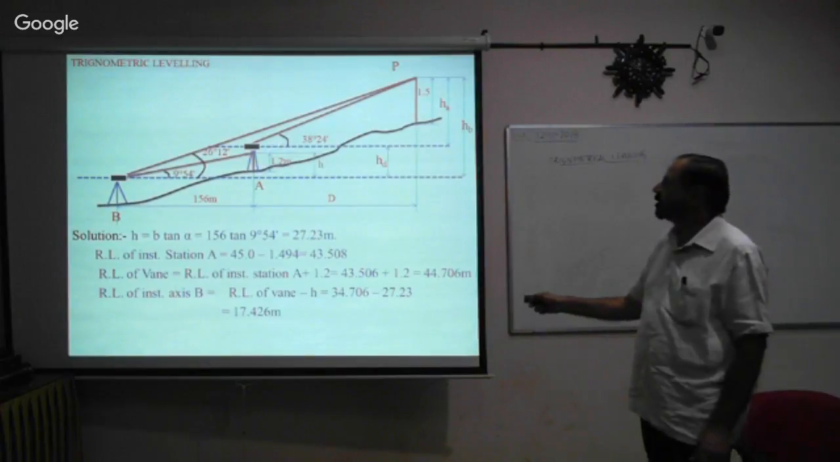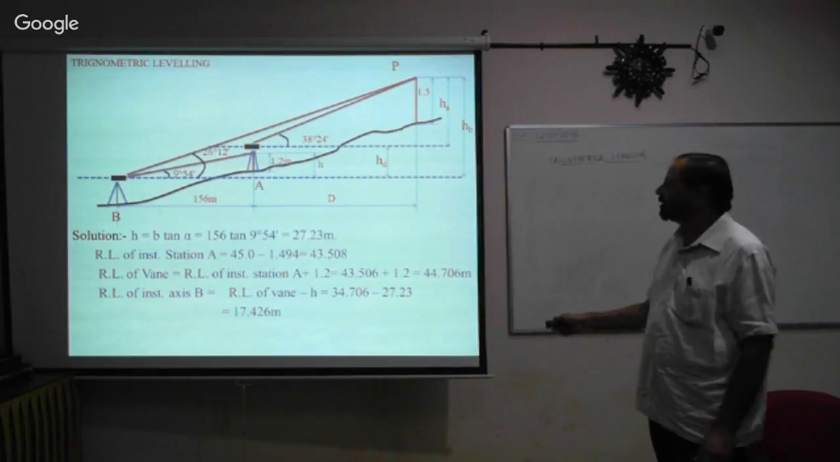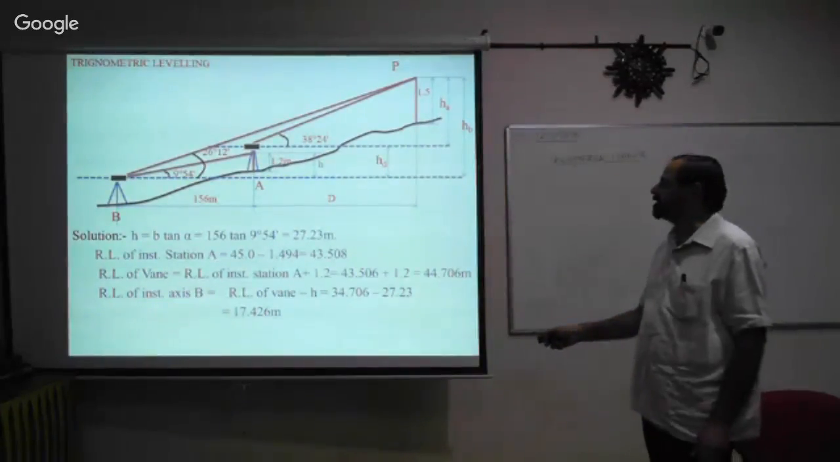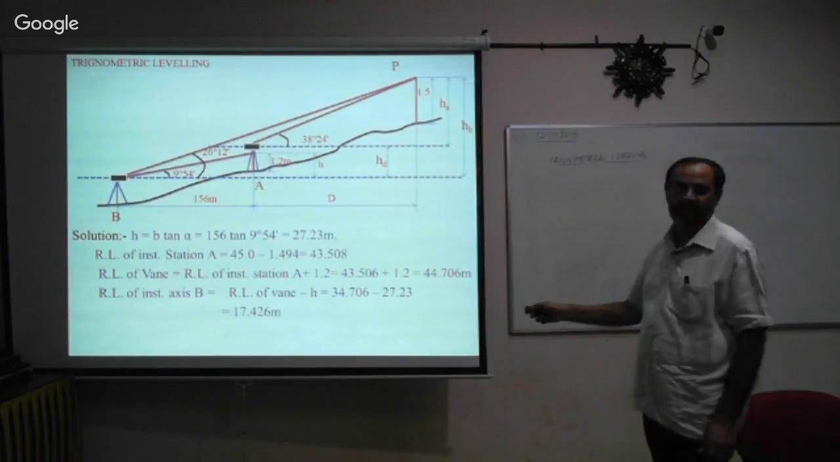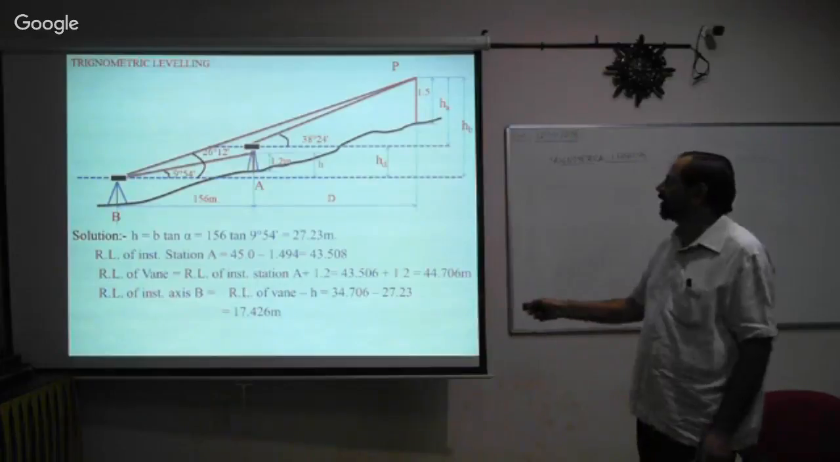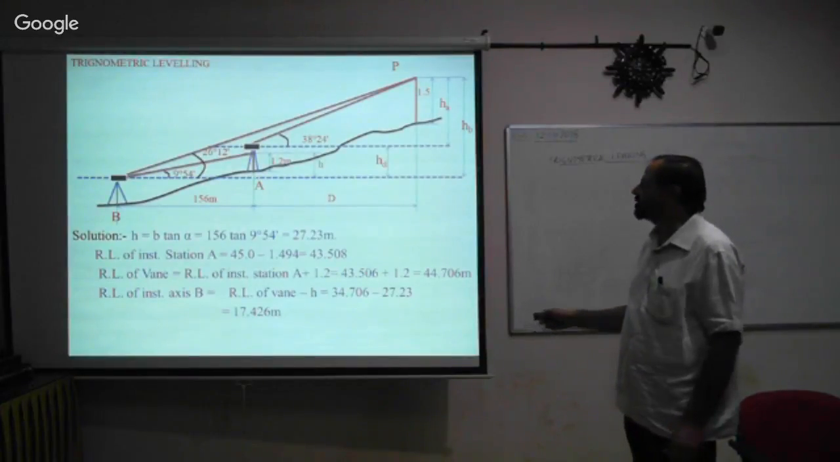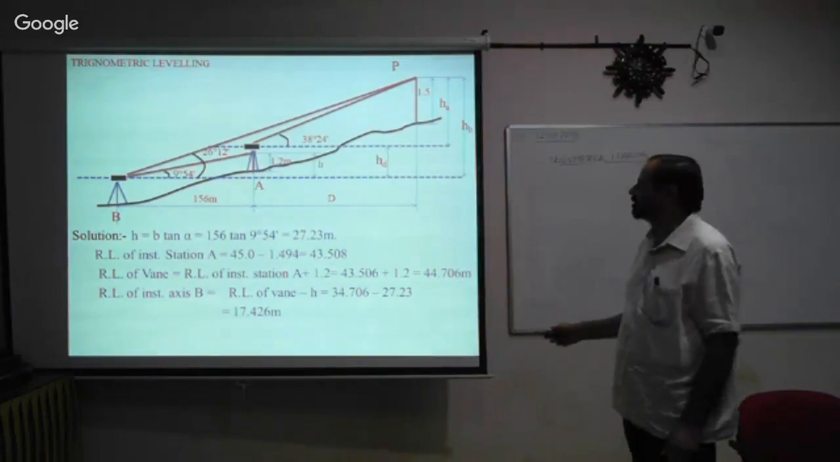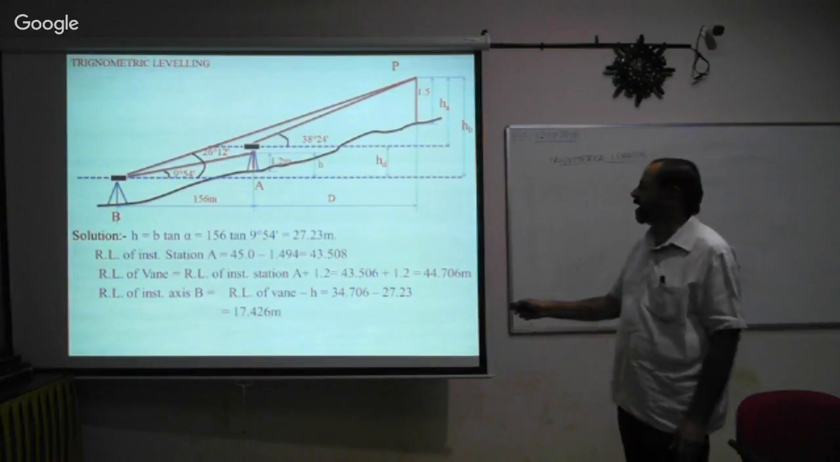Now, after calculating this, the RL of the instrument station at A is equal to the RL of the instrument station minus 1.494. Deduct this, and that will give the RL of the instrument station. The instrument station is 43.508 meters.